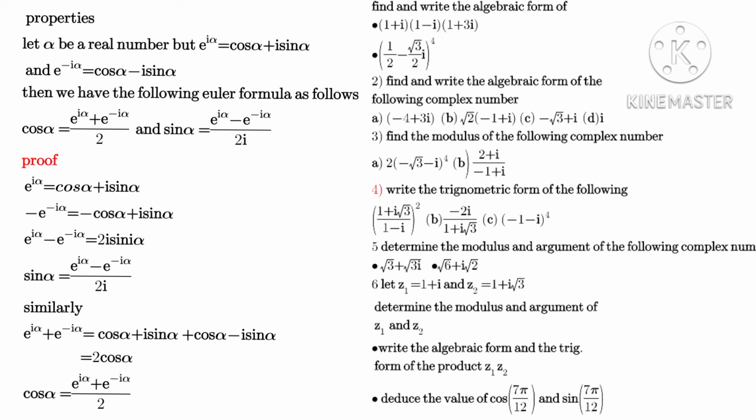So we have e raised to power i alpha already given. Then if we replace alpha by minus alpha, we have it to be cos alpha minus i sine alpha. Then on subtracting the two of them, we have it to be equal to 2i sine alpha. Then make sine alpha the subject of the formula. We have our answer to be there. So similarly for cos alpha as well, we have it to be e raised to power i alpha plus e raised to power minus i alpha over 2.